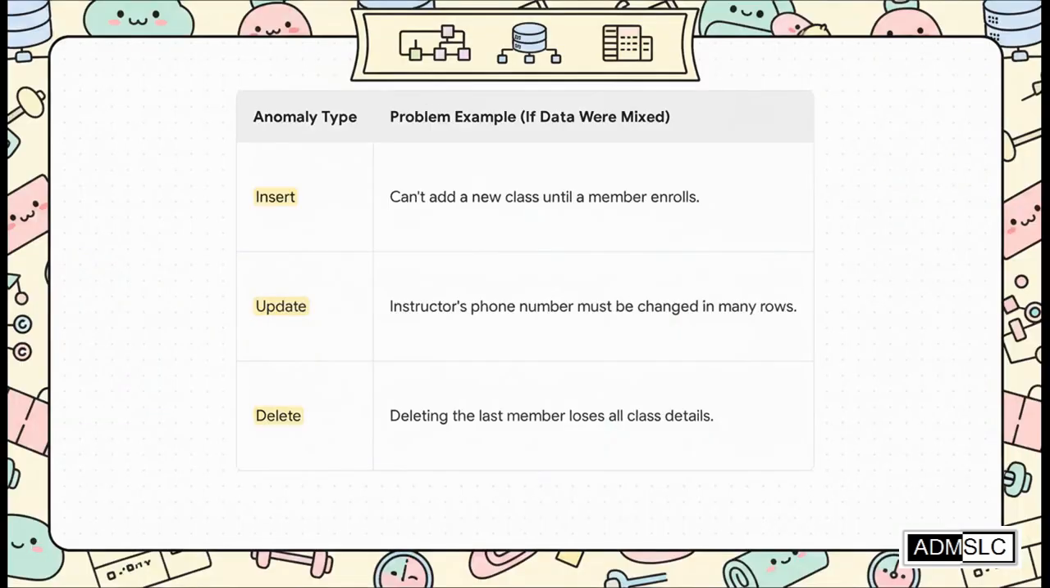This shows you the exact kinds of problems you're trying to solve before they can ever happen. We call these anomalies. For example, with an insert anomaly, you might not be able to add a new yoga class until someone actually signs up. Or with a delete anomaly, you could accidentally wipe out all info about a class just by removing the last member. Your clean, normalized design is going to prevent these nightmares from ever happening.